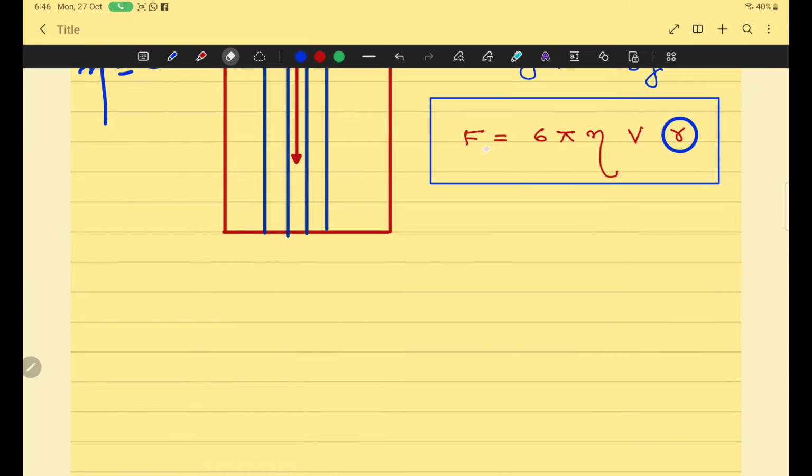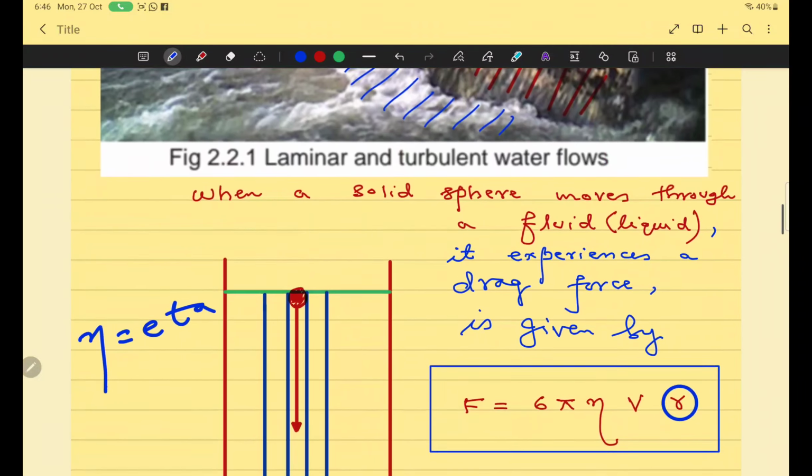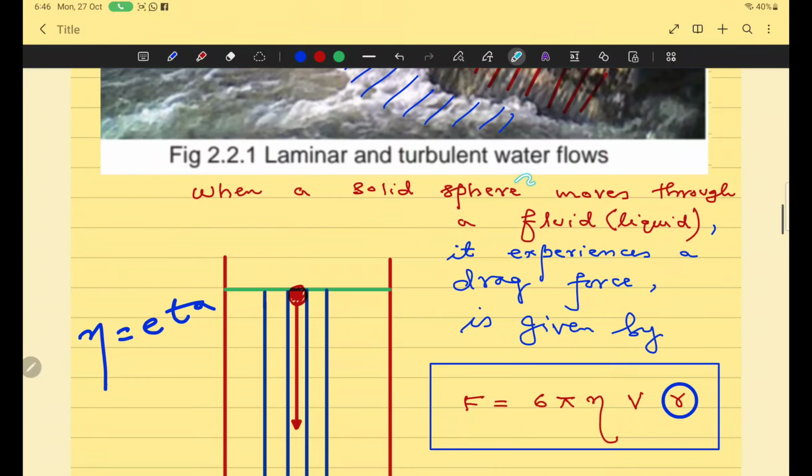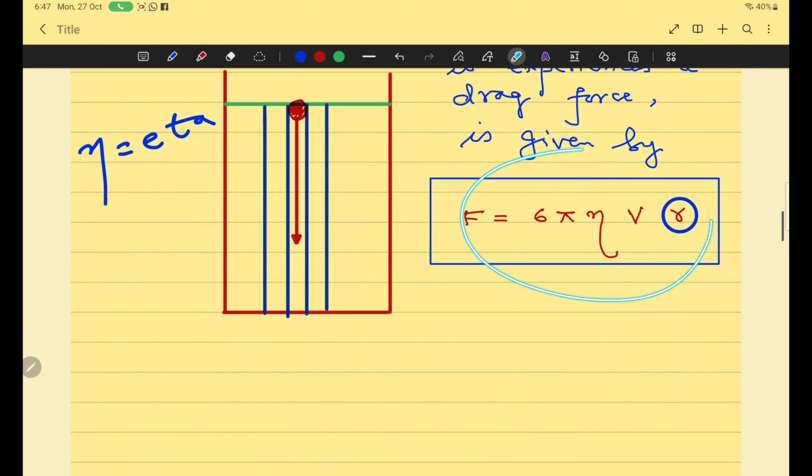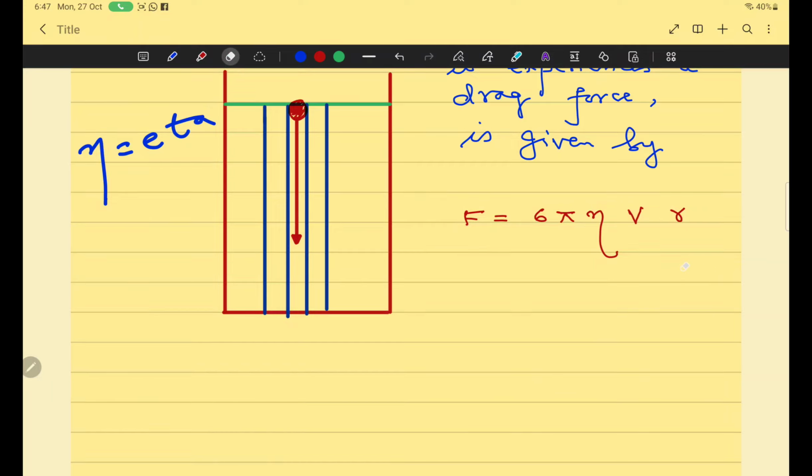आपको सिर्फ फॉर्मूला आना चाहिए कि जब कोई स्फेयर किसी लिक्विड में गिरता है, या जब कोई स्फेयर किसी फ्लूइड में मूव करता है, तो उस पर लगती है ड्रैग फोर्स, और ड्रैग फोर्स का ये फॉर्मूला होता है। तो यू शुड नो ओनली दिस फॉर्मूला। वो पूछेगा भी नहीं ये कहाँ से क्या है। ओनली यू शुड नोट डाउन द फॉर्मूला। द फॉर्मूला इज 6 पाई ईटा वी आर। ठीक है ना?